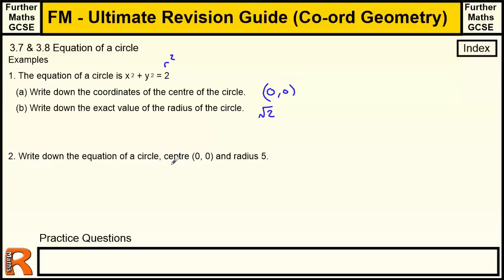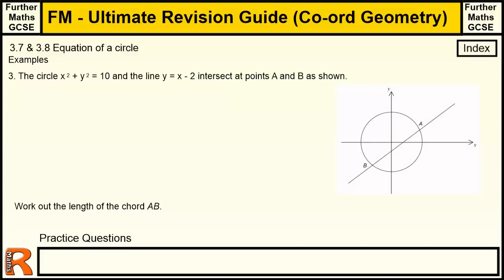Write down the equation of the circle, centre 0, 0 and radius 5. So if it's 0, 0, it's just x squared plus y squared equals r squared, so 5 squared. So we just tidy that up and put x squared plus y squared is 25. So again, as long as we know the format of the equation for one on the 0, 0, it's really straightforward.